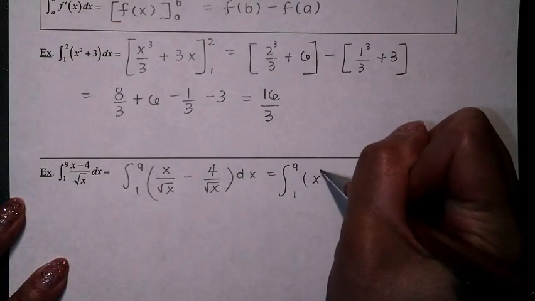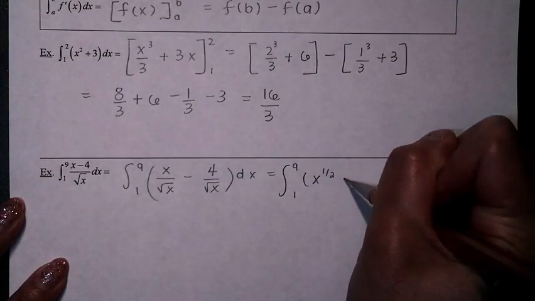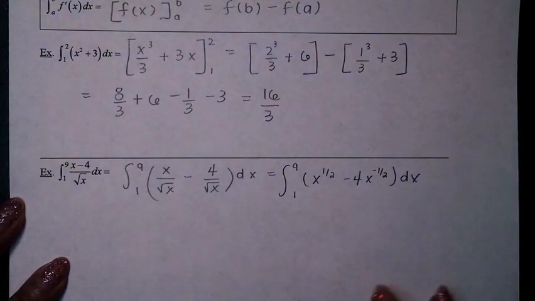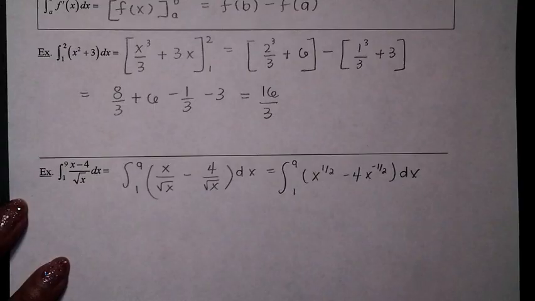So you have x to the power of 1/2 minus 4x to the power of negative 1/2, and all of this dx. Now, do you see it integral friendly? Hopefully you do. Okay, so now what are we going to do?